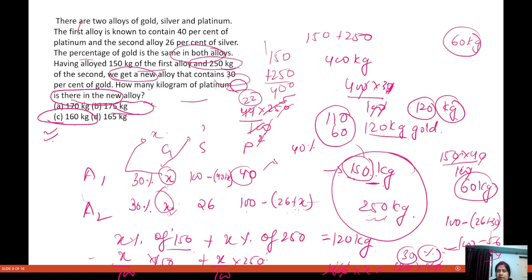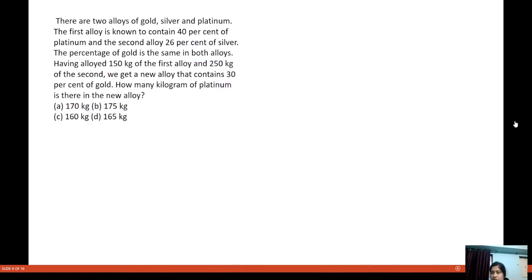If not, let me explain to you once more. See, what this question is saying to us, we have two alloys of gold, silver, and platinum. We have A1, A2, and we have gold, silver, and platinum in this. It is saying that the first alloy contains 40% platinum, the second alloy contains 26% silver, and the percentage of gold is the same in both alloys. So we have X and X percent.